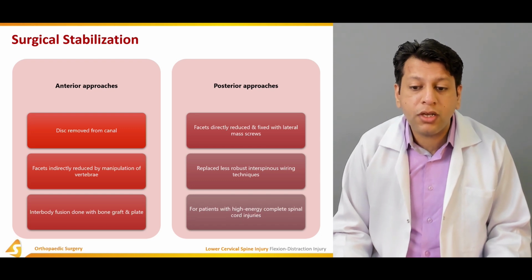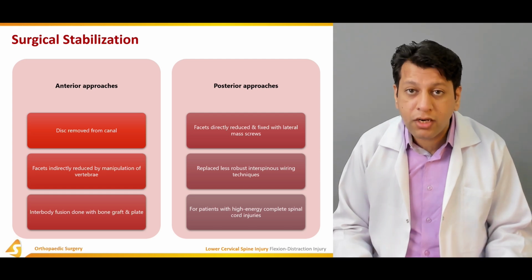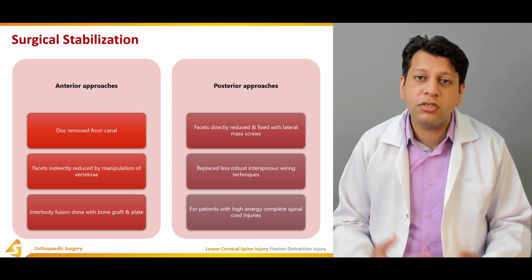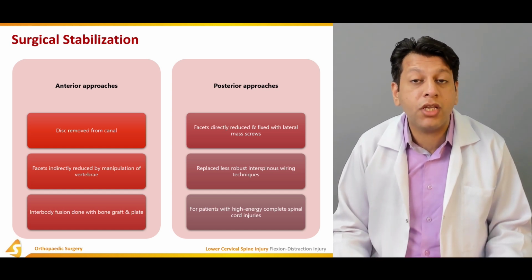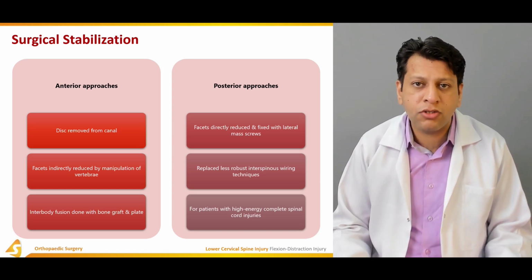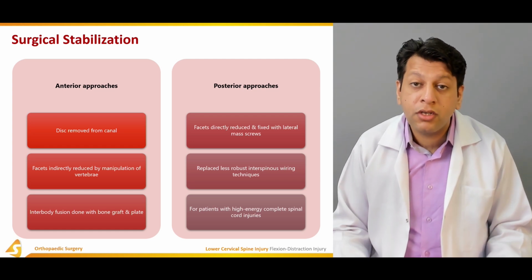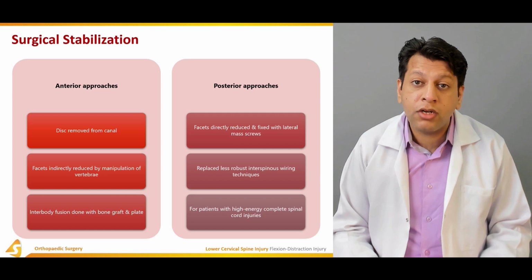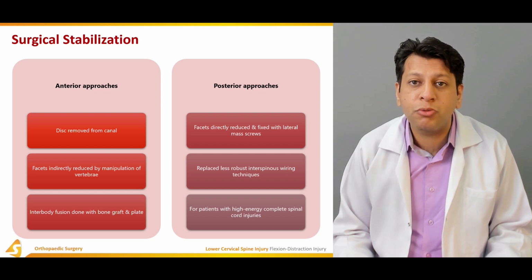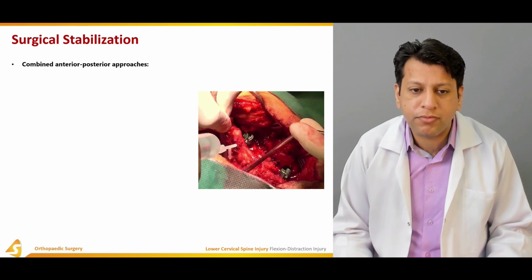Patients with usually high energy injuries may have already had a complete spinal cord injury as well. So what we need to make sure is that this patient undergoes aggressive rehab as well, because even if the dislocation is reduced and the canal compromise has been decompressed, the spinal cord injury which occurred at the time of injury can still be very debilitating and problematic for the patient. So they need aggressive rehab even after the surgery.